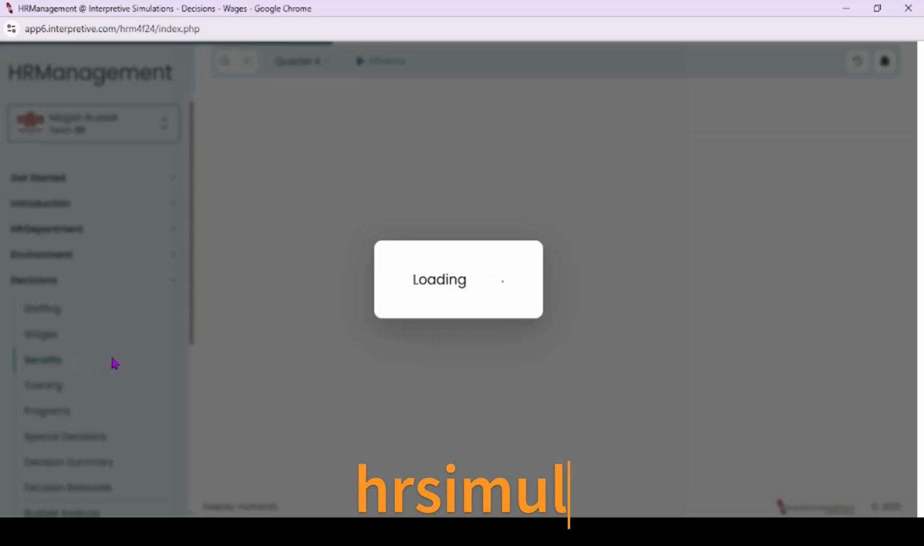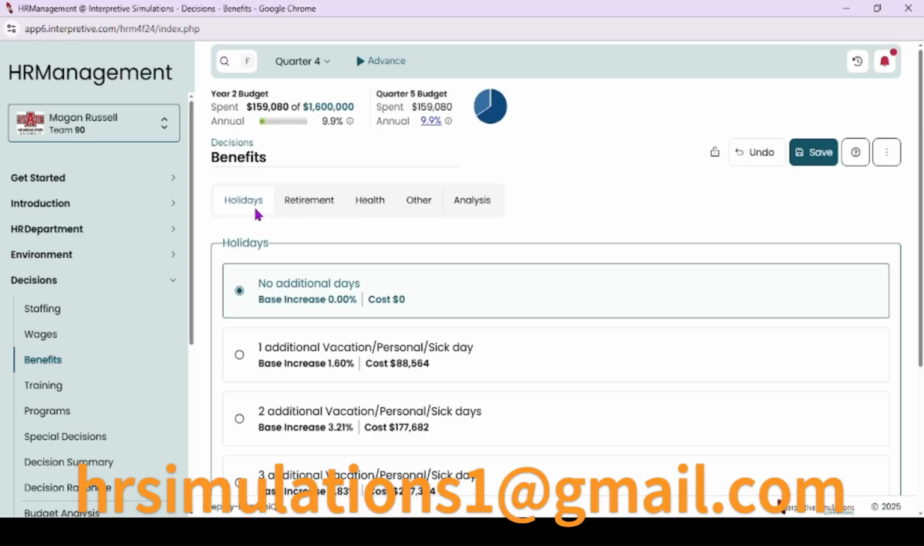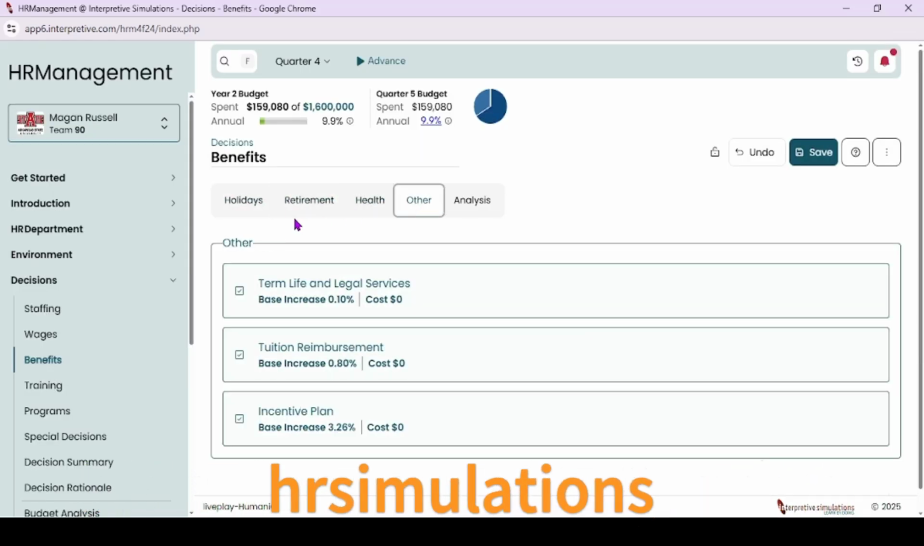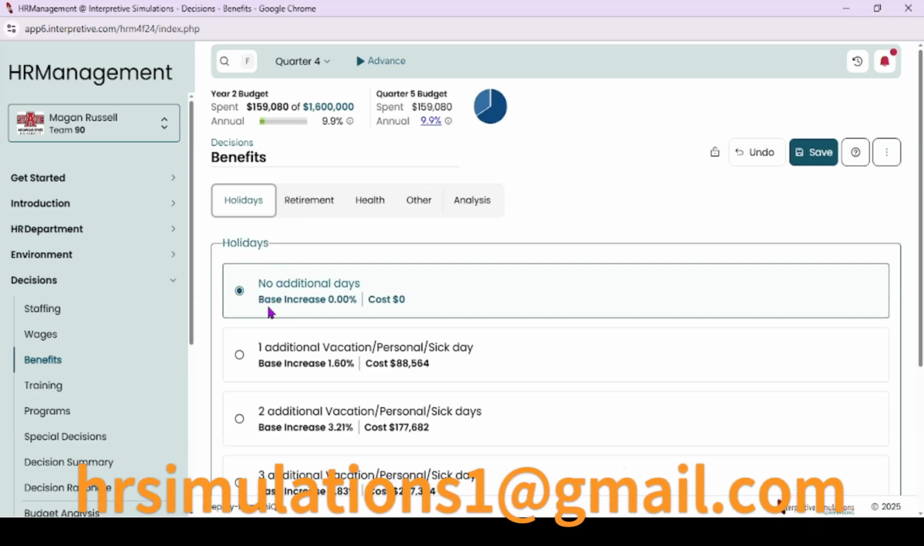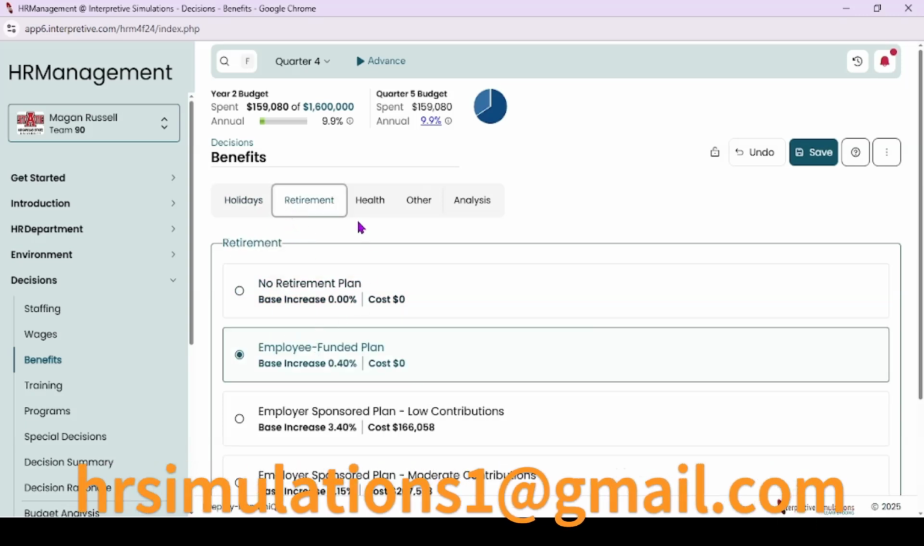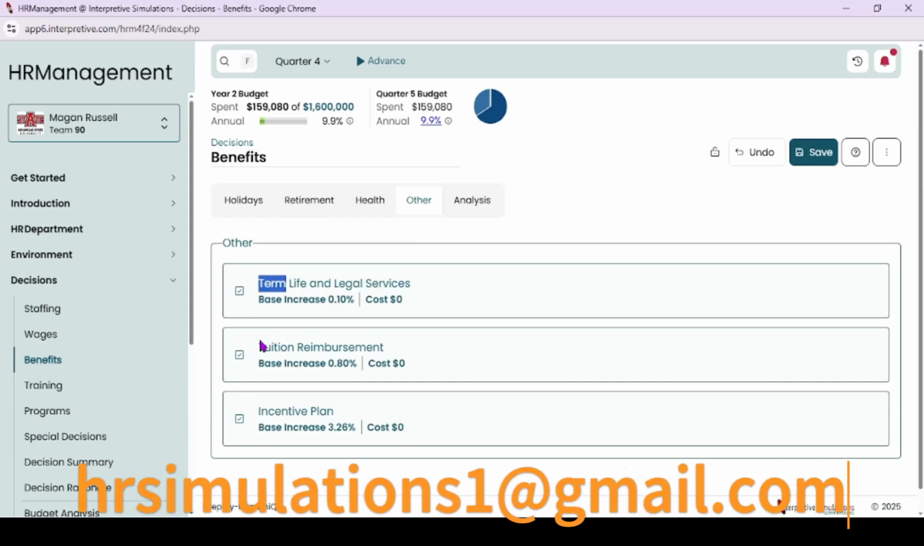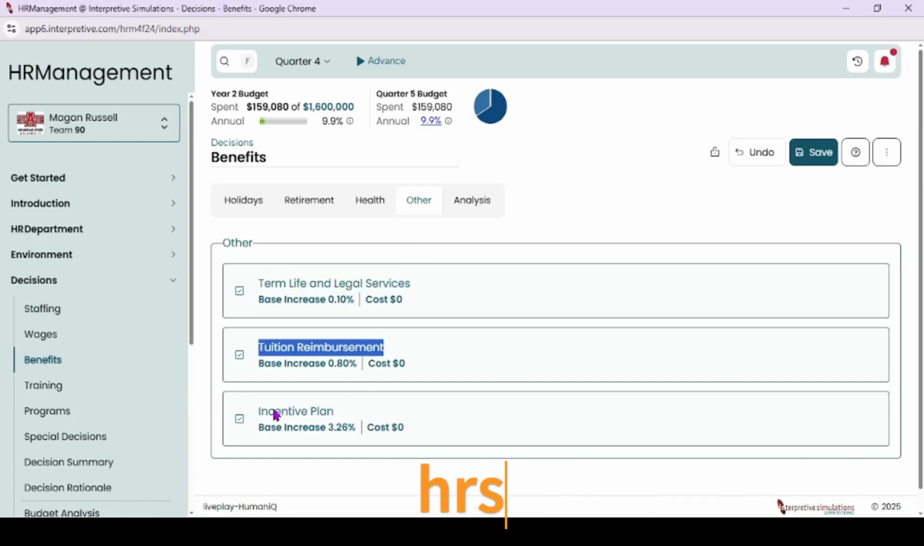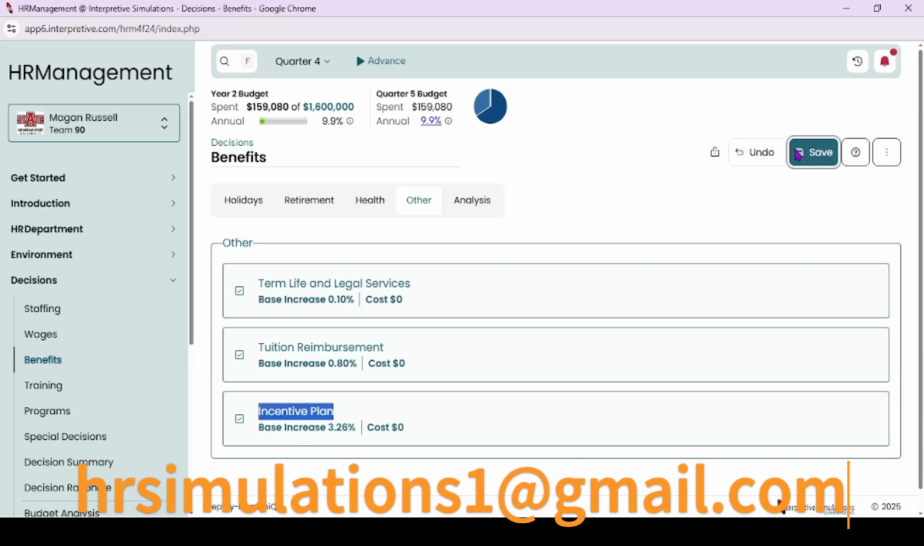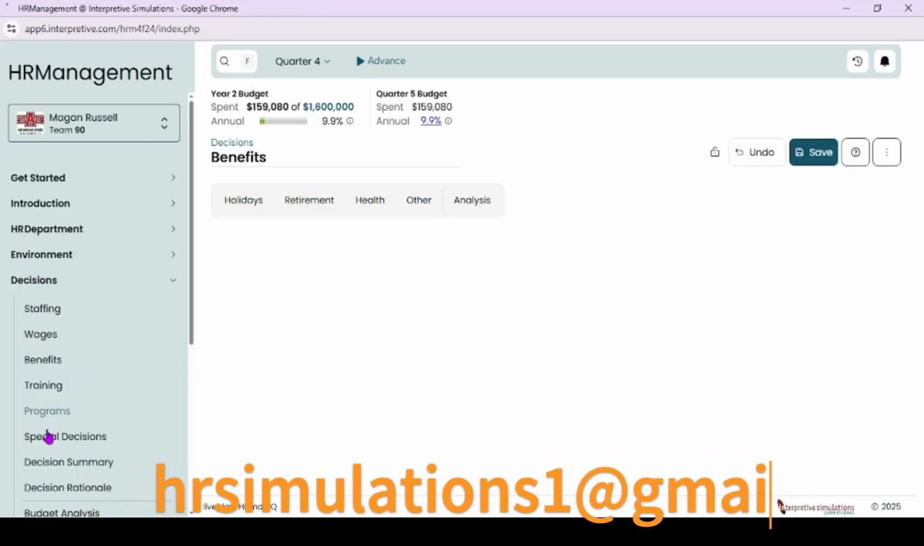Next is the benefits. Under the benefits, we are talking about the holidays, retirement, health, and other benefits. So for me, I don't give holidays. I just give the retirement plan, health plan, and for other I'm giving the term life, legal fees, services, and maybe the tuition reimbursement and the incentive plan. So I'll just save my decisions. So that's all about the benefits.